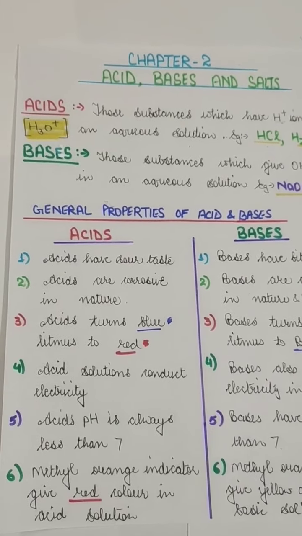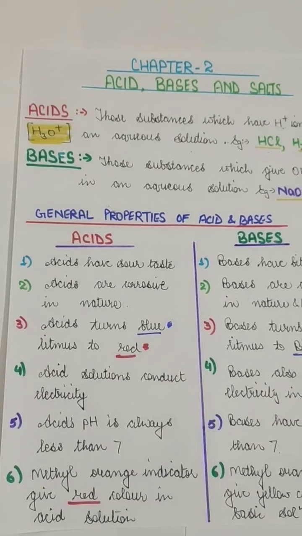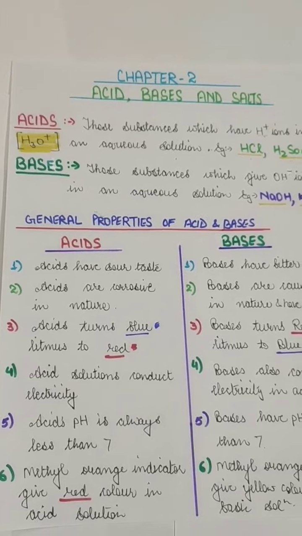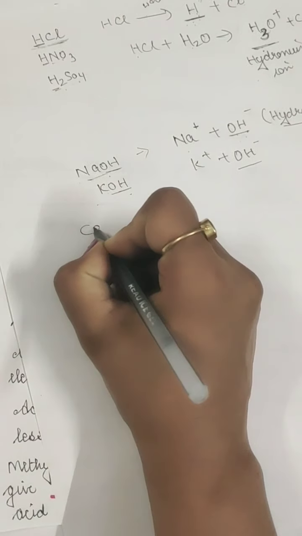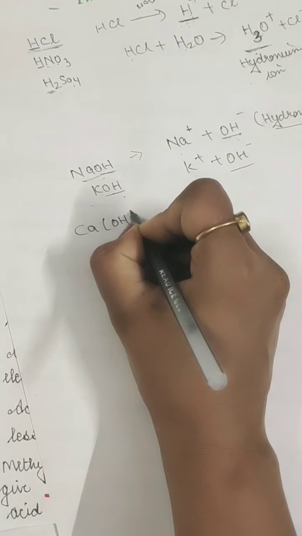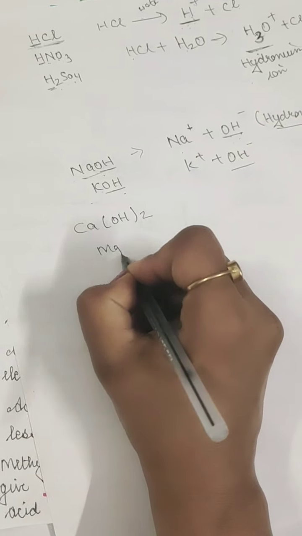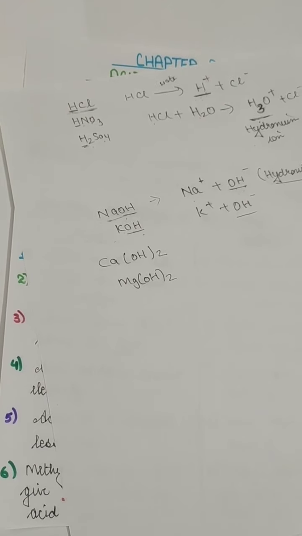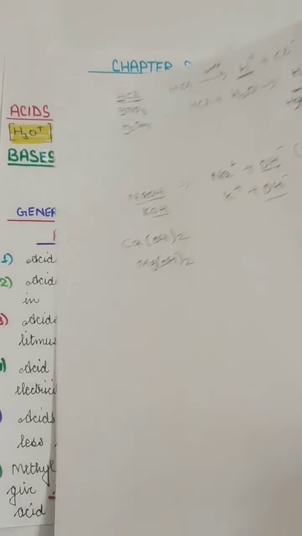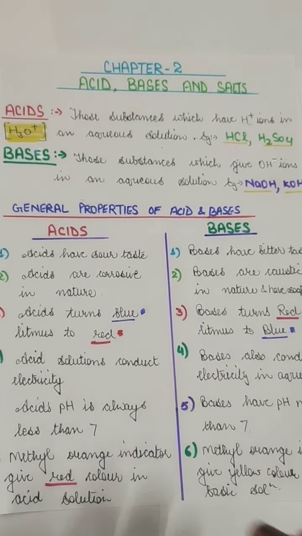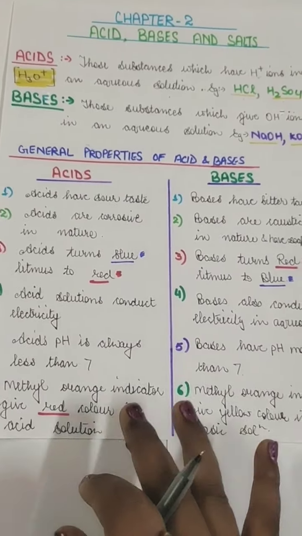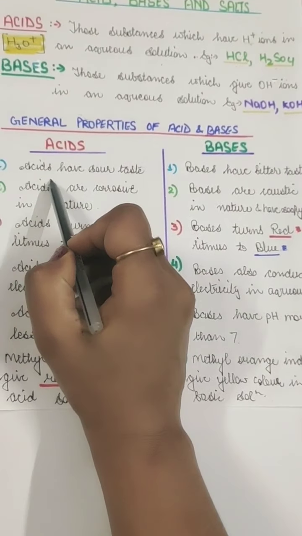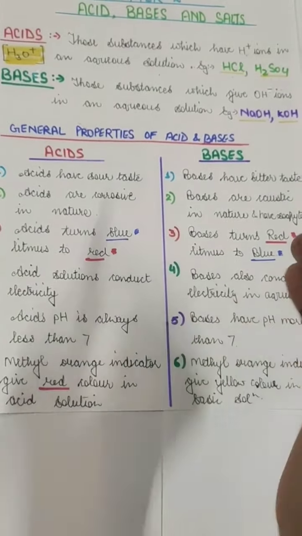In your book you have been given many examples of bases as well, like calcium hydroxide, Ca(OH)2, which is also a base, and magnesium hydroxide is also a base. So whenever we mix any metal with water, it forms a base. Okay, so all the bases have hydroxide ion and all the acids have hydrogen ion or hydronium ion. Here is the general property of acids and bases, a quick differentiation between acids and bases which will be very helpful for you. These were the things which you learned in the previous classes, but it's just a revision.